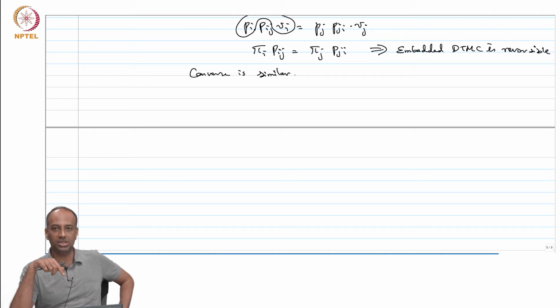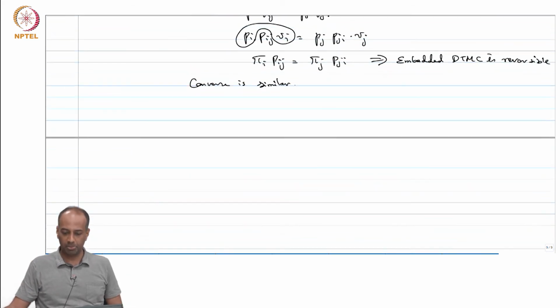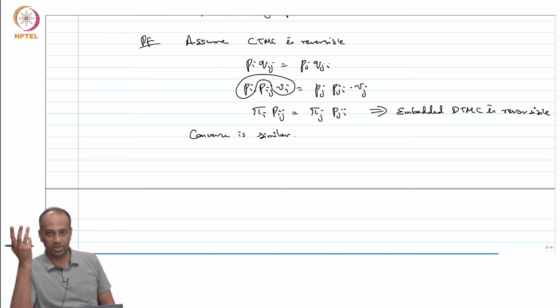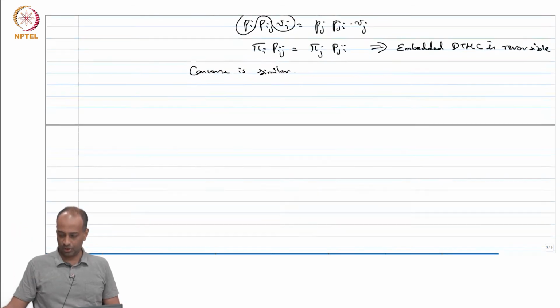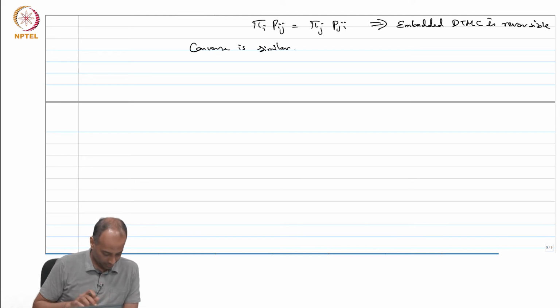A similar result holds in the CTMC case. Even if you do not know the steady state probabilities P_i's for a CTMC, if you do manage to find some numbers P_i that satisfy P_i Q_ij equals P_j Q_ji, then you can prove that the CTMC is reversible. This is an important theorem.